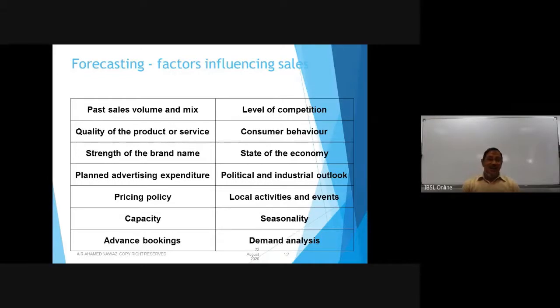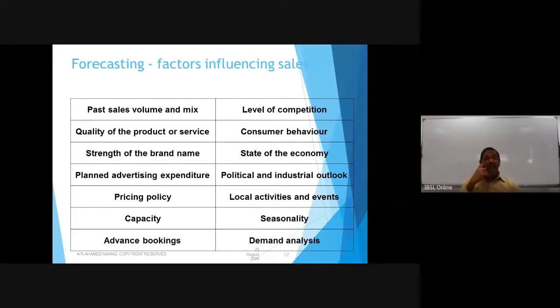Then if any business has a good reputation and supply is delayed, then advance bookings are important. Advance booking means customers are booking products in advance. So that is also affecting the sales.